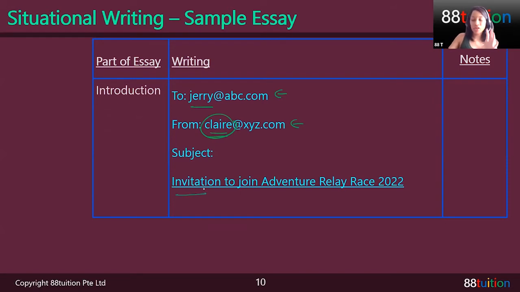Remember, bold, underline. Okay, in your context, you just have to write down the correct subject with capital letters, right? For a start, okay? Invitation to join Adventure Relay Race 2022, okay? All must be capital, cannot be small letters.